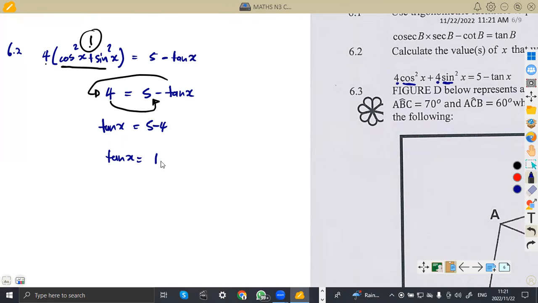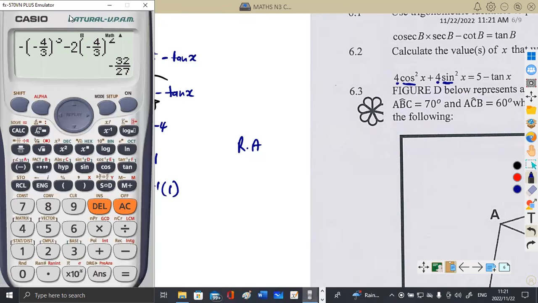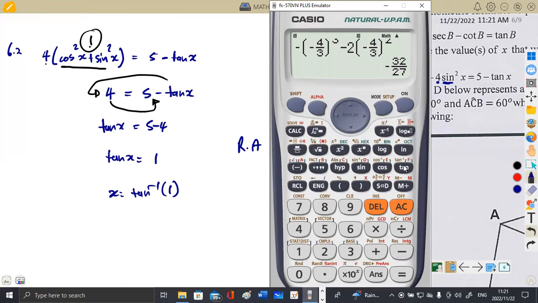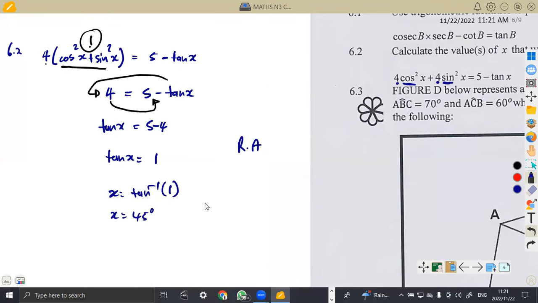From our tan x, which is equal to 1, remember, you're supposed to find the reference angle, which you can find by finding arctan of 1. So what is arctan of 1 from our calculator? That's shift tan of 1, which is going to be 45 degrees. So x was 45 degrees, which is the reference angle.